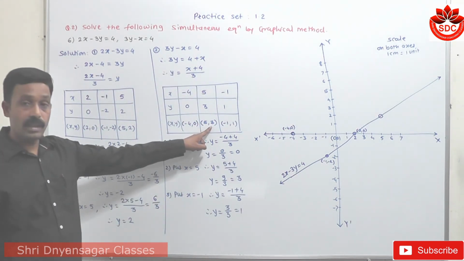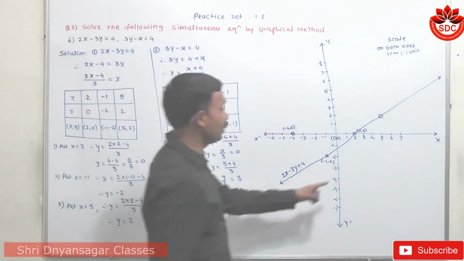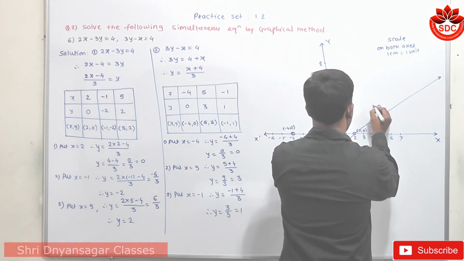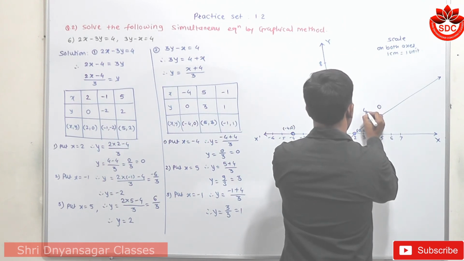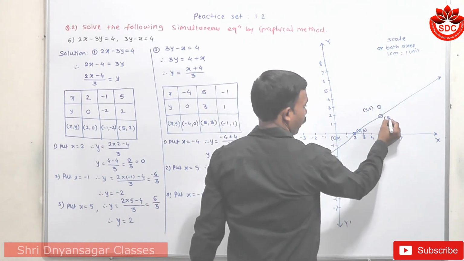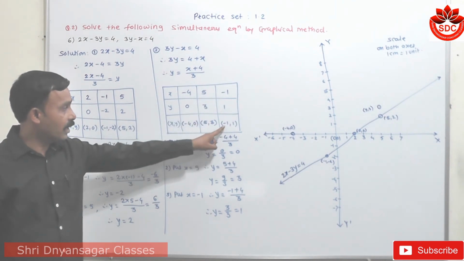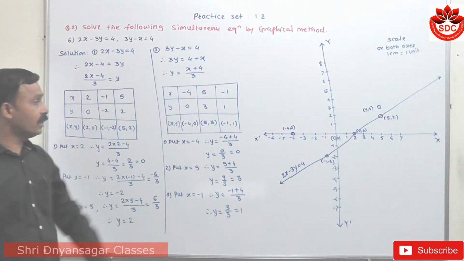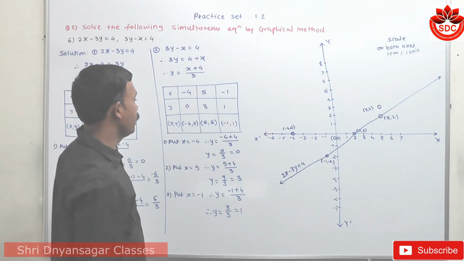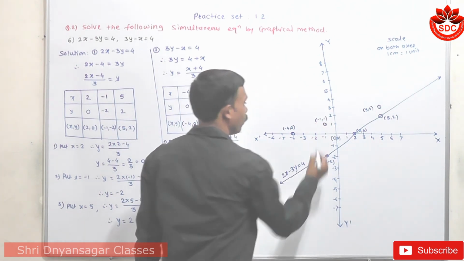Then 5 and 3 lies in which quadrant? First, because both have positive sign, this is the 5 and this is the 3. Here I have written 5 and 3. Student, I forgot to write this point also. 5 and what was it? 2. Then the third coordinate is minus 1 and 1, lies in which quadrant? Minus 1 and 1 lies in the second quadrant.